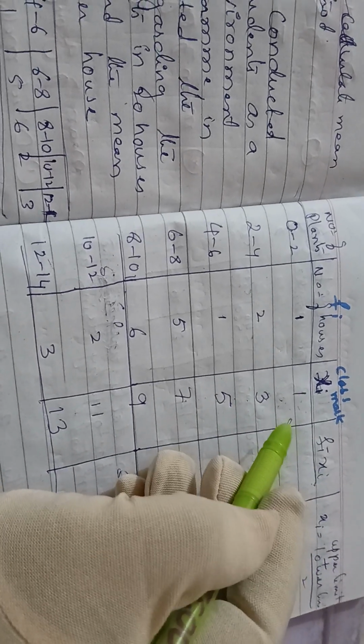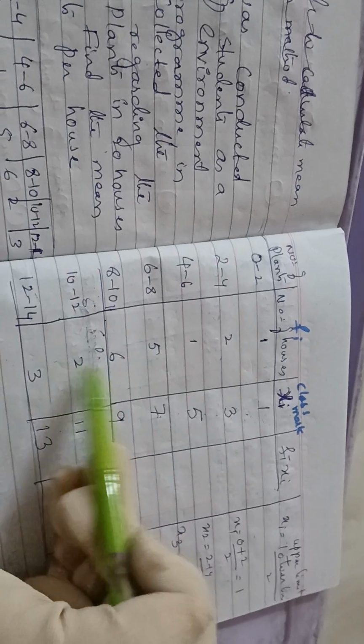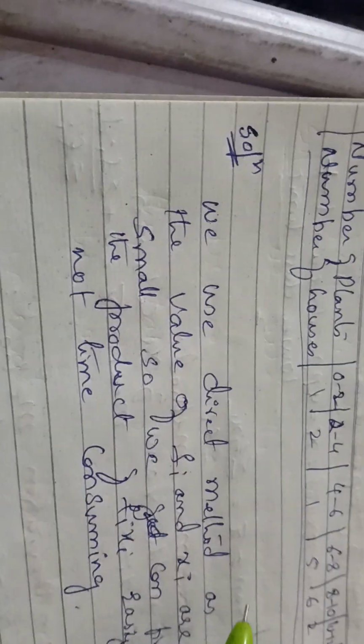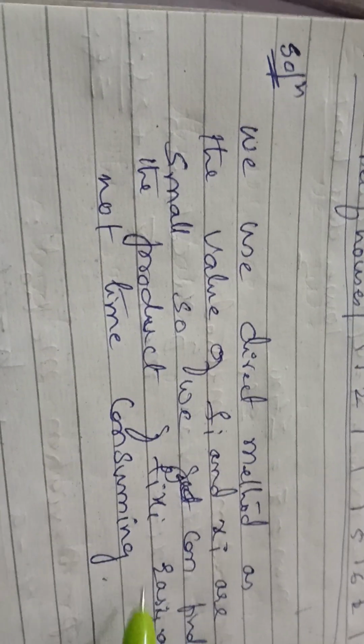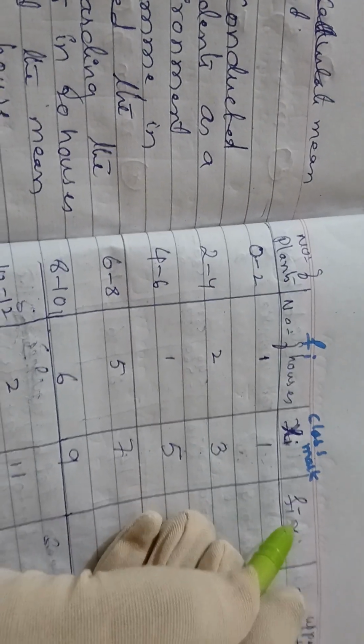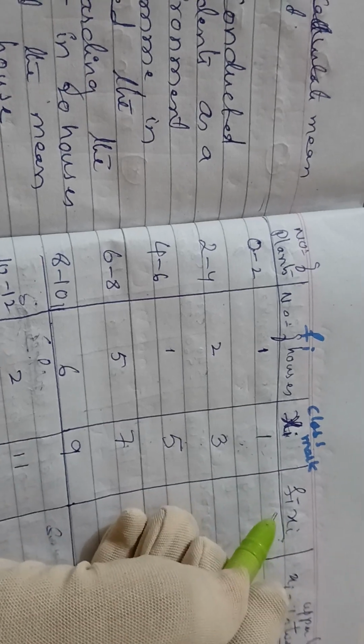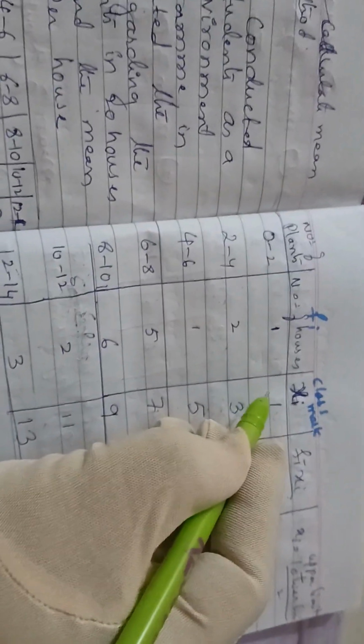Now, as the frequency is very low and the xi values are also low, we use the direct method. As the values of fi and xi are small, we can find the product of fi xi easily and it is not time consuming. That's why we use the direct method. For the direct method of mean calculation, we have to calculate fi xi, the product of fi and xi. So what would be the product?